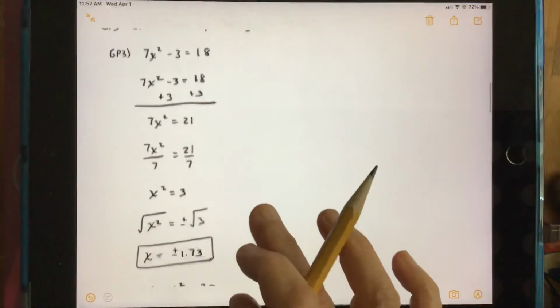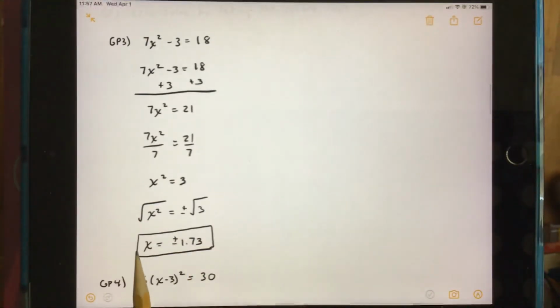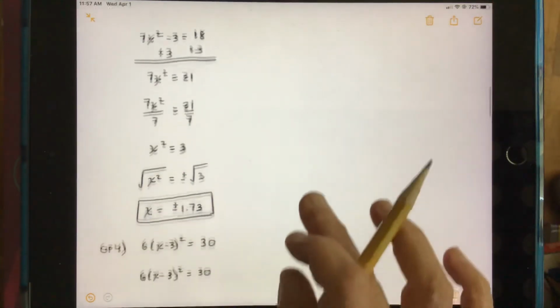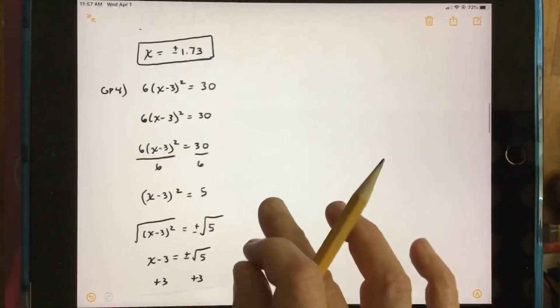And then we're going to take the square root of both sides, and we'll get x is equal to positive or negative 1.73. Now I've used my calculator to work out my square root of 3, and I've rounded to the nearest tenth here.